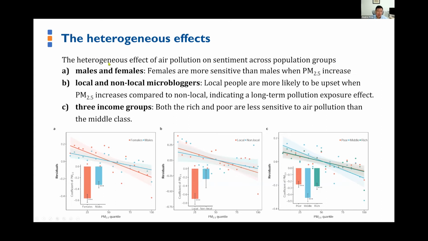We further studied the heterogeneous effect of air pollution on sentiment across population groups. For example, male and female. We found females are more sensitive than males when PM 2.5 increases. And local people are more likely to be upset when air pollution increases compared to non-locals, indicating a long-term pollution exposure effect. Both the rich and the poor are less sensitive to air pollution than the middle class, because the rich have protection measures, for example, air purifiers.